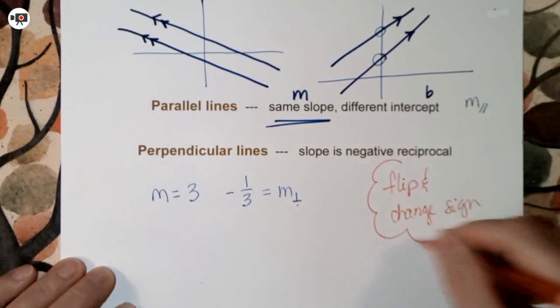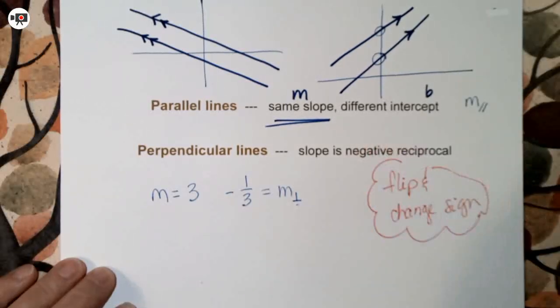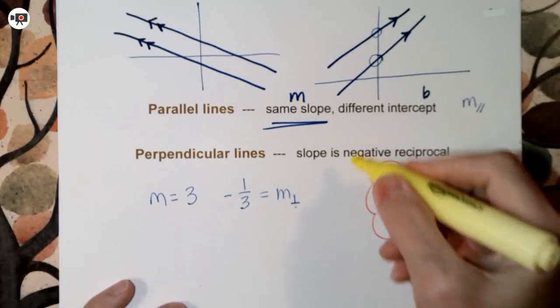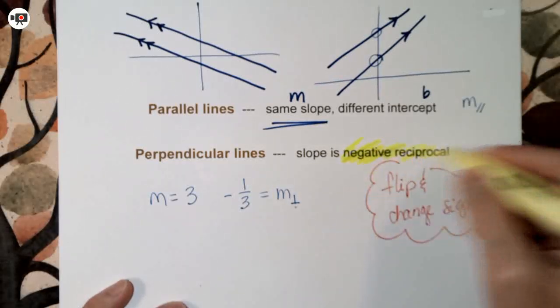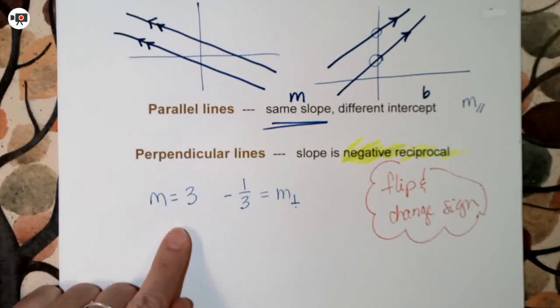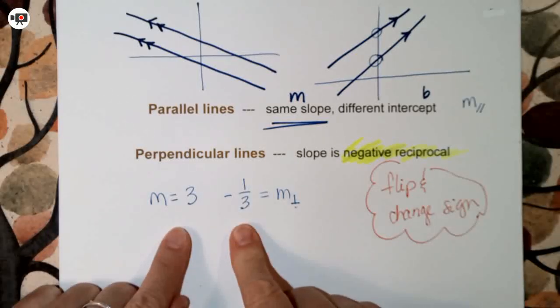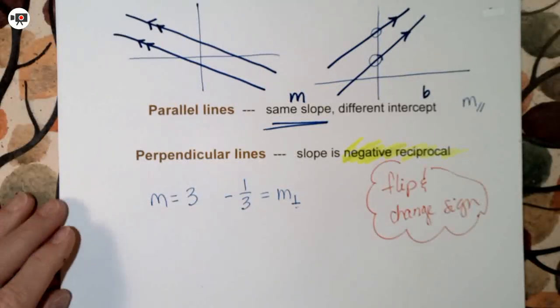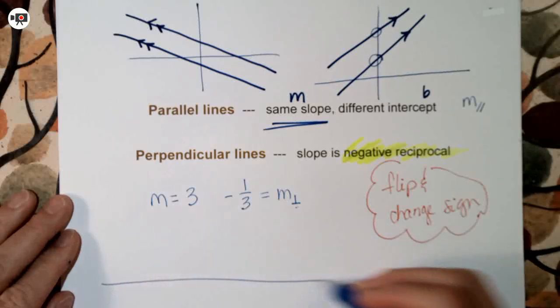But officially, we're going to say negative reciprocal. Yeah, negative reciprocal. Okay? So, 3 is the negative reciprocal of negative 1/3. These slopes, if applied to a line, will make perpendicular lines. That'll look something like this.